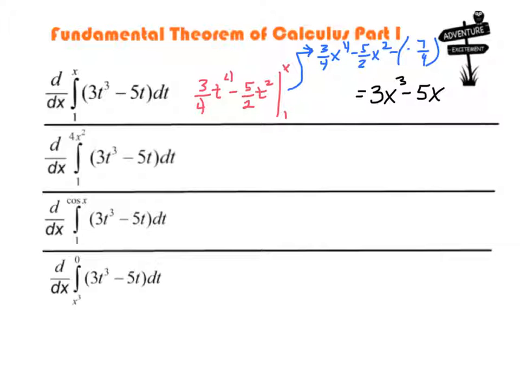Well, now I'm told to find the derivative of that, right? It says, okay, integrate it and then find the derivative with respect to x. Well, the derivative of this would be 3x cubed, the derivative of this would be 5x, and the derivative of the constant is gone. So all that's happened is I've replaced the variable, because I plugged in x, but I just got back what I started with.